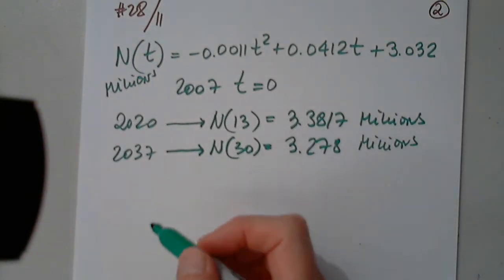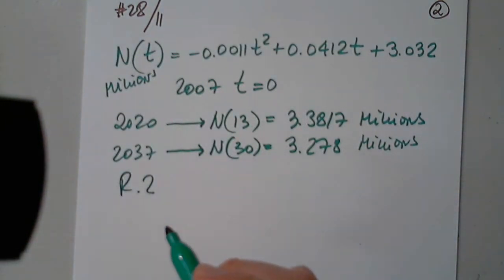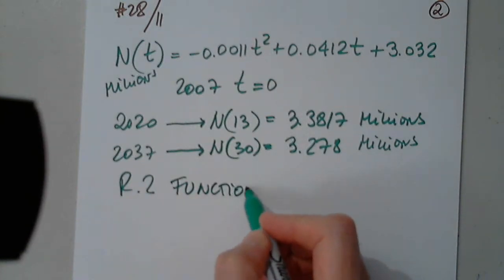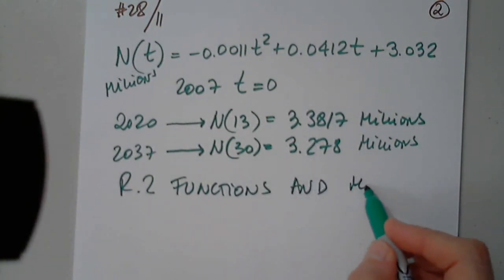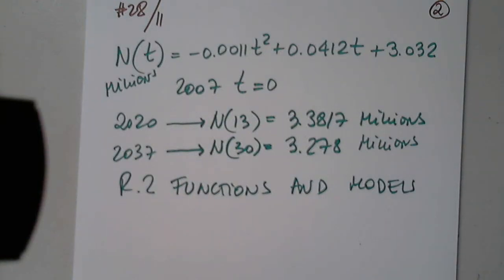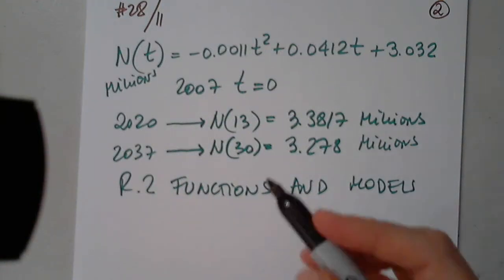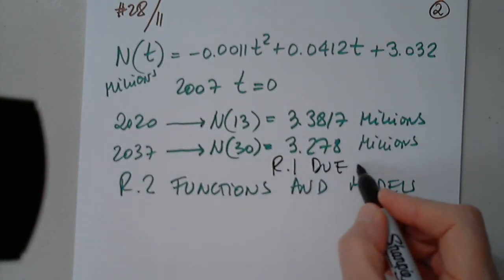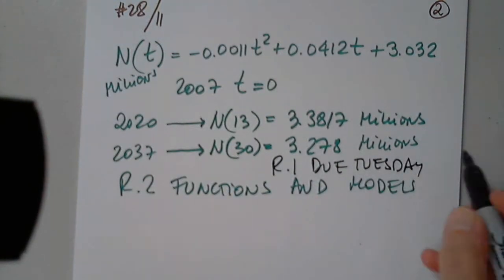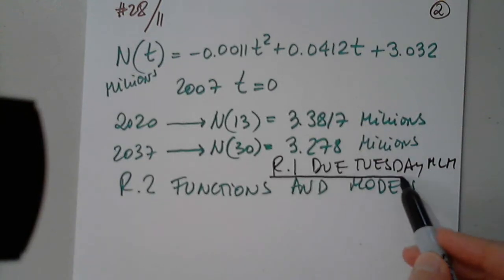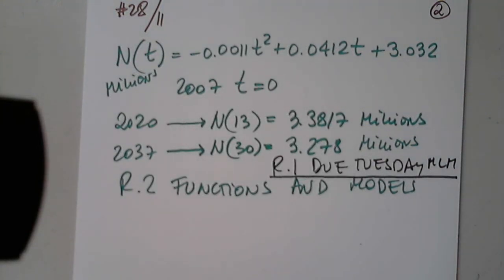Okay, I would like to talk about, now we're continuing with R.2. We're still reviewing, and R.2 deals with functions and models. And since we are here and I don't want to forget, R.1 is due Tuesday in MyLab Math because it's complete. Okay? And if you find something that we did not go over, please bring it to class. But it's complete. It should be done completely by Tuesday.